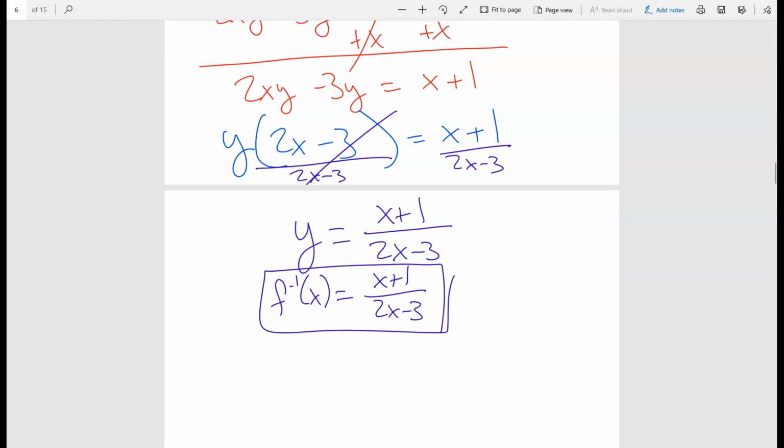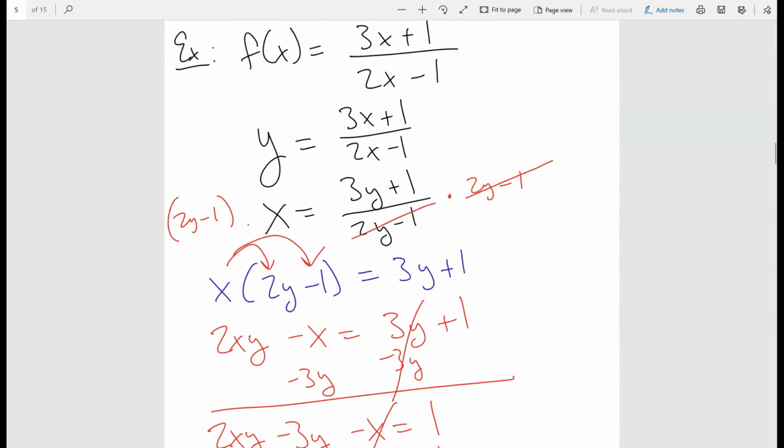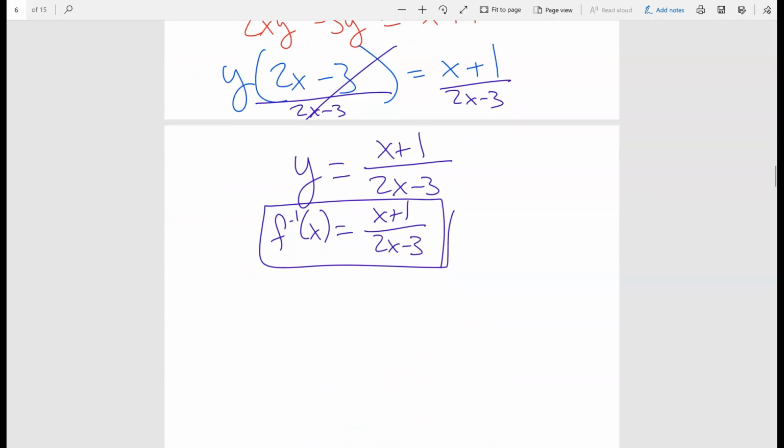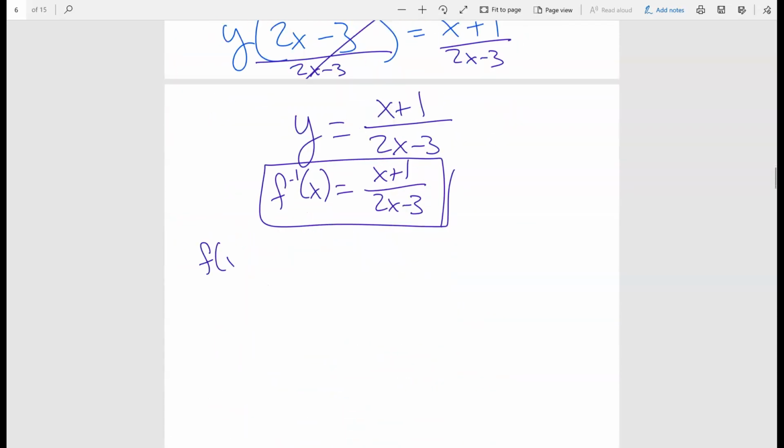Now, one thing you can do when you do these types of problems is think about the domain and the range. So remember, our original function for this problem was 3x plus 1 over 2x minus 1. So that was the function. The inverse of that was x plus 1 over 2x minus 3.